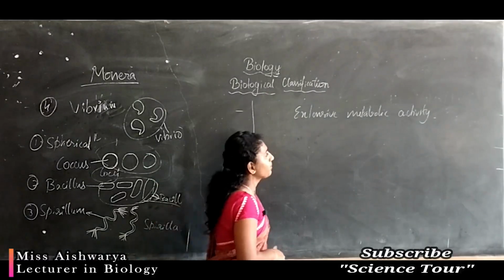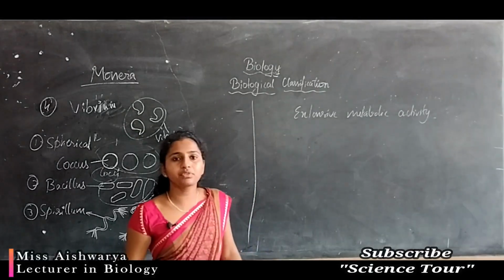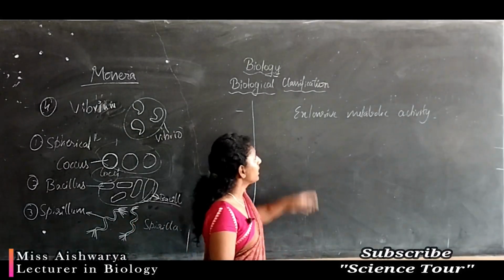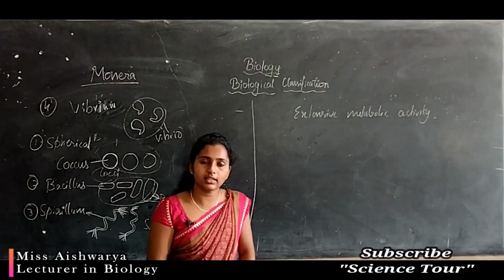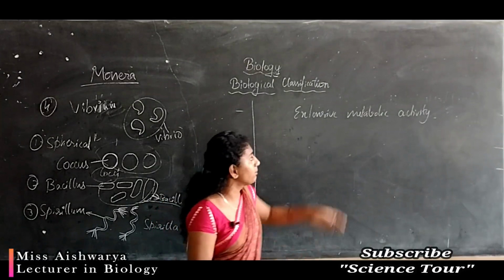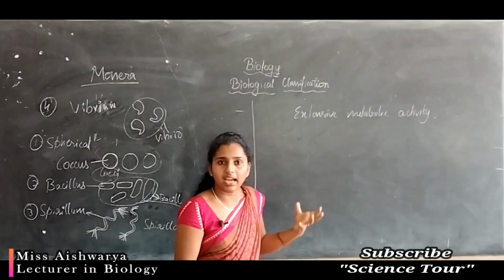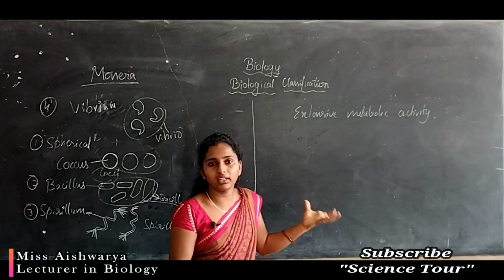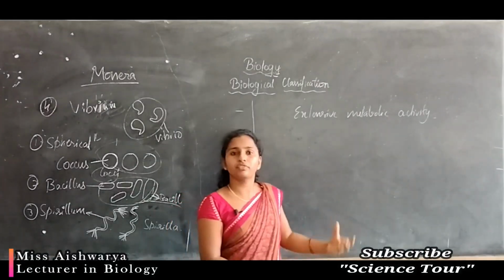So here, based on the nutrition, you can see different types of organisms. How this extensive metabolic activity will result in the diversity. We can see the metabolic diversity because of the different metabolic activity. The bacteria is able to produce different types of chemicals.